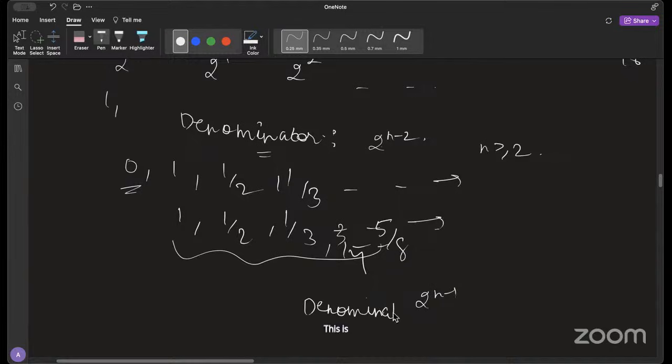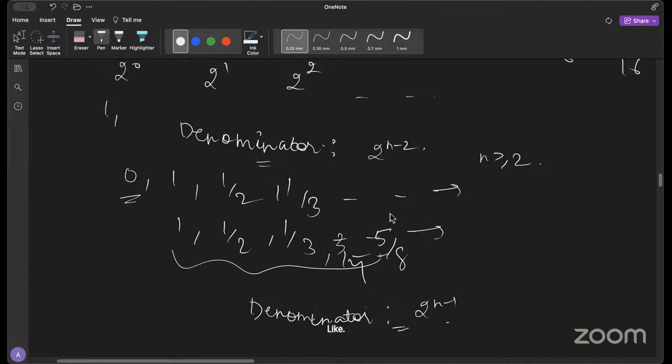This is your denominator. Ma'am, how did you take that sequence? Which one? These two sequences, like how did you take it? One second. After the pause, what did you say? I just didn't get that.